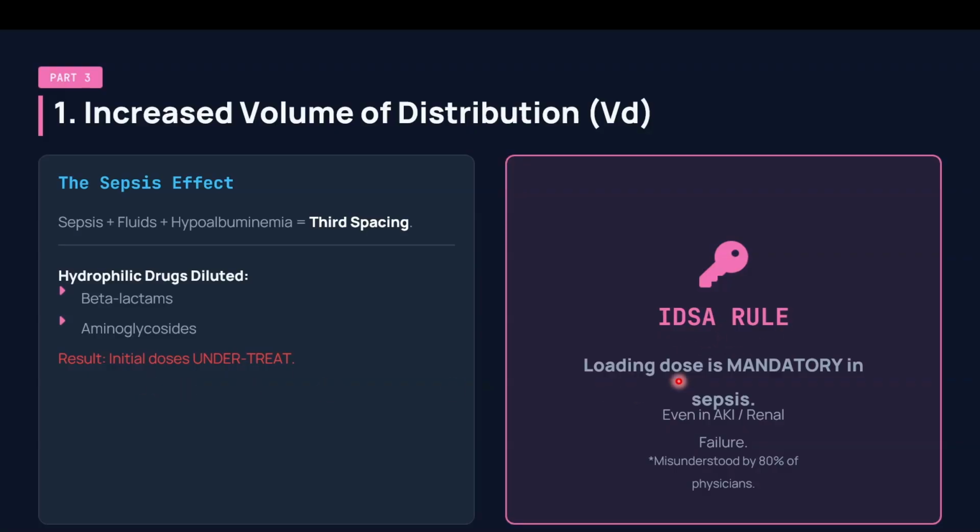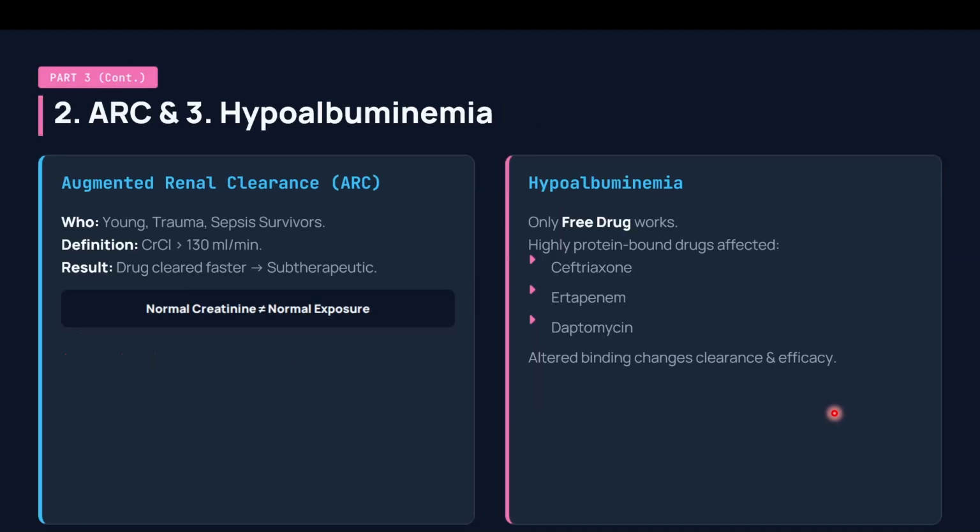So IDSA says loading dose is mandatory in sepsis, even in acute kidney injury or renal failure. This is misunderstood by most physicians. Loading dose should not be skipped in case of sepsis. Next, augmented renal clearance.